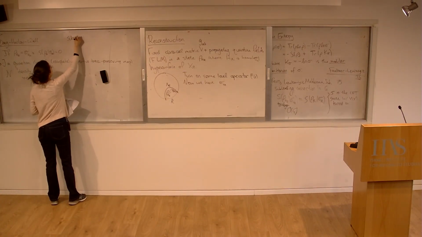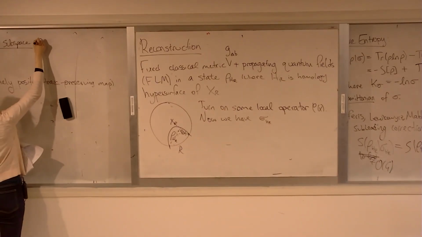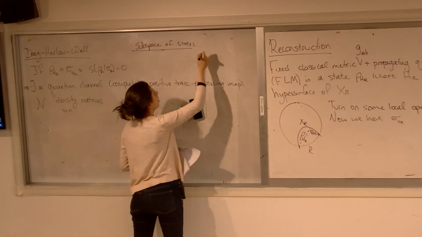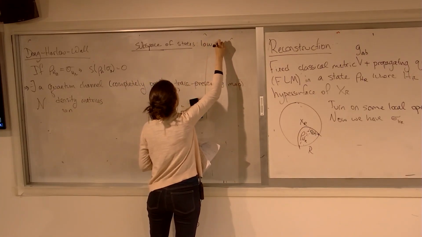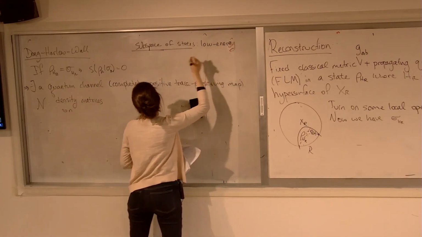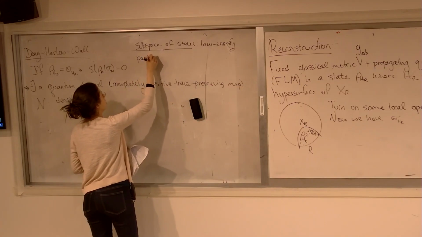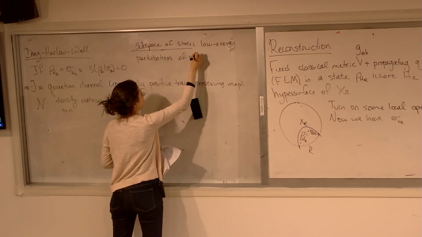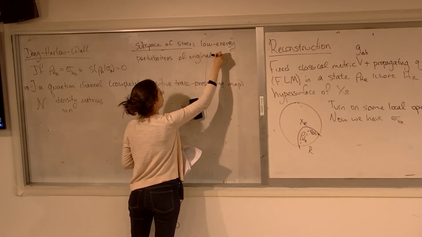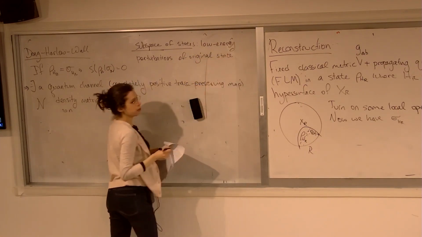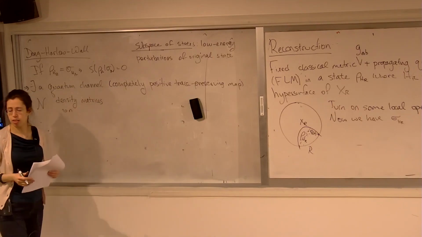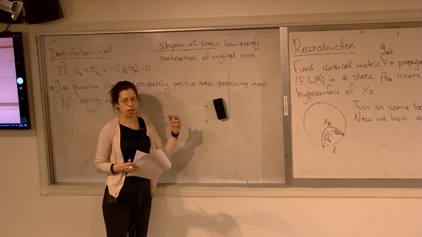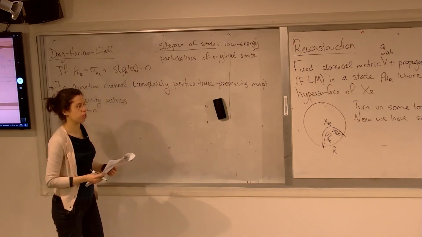We're going to be interested in a subspace of states or density matrices which are some low energy perturbations of our original state. So it's important for us to stay within this subspace. There's a term for this that comes from the quantum information side, which is called the code subspace.